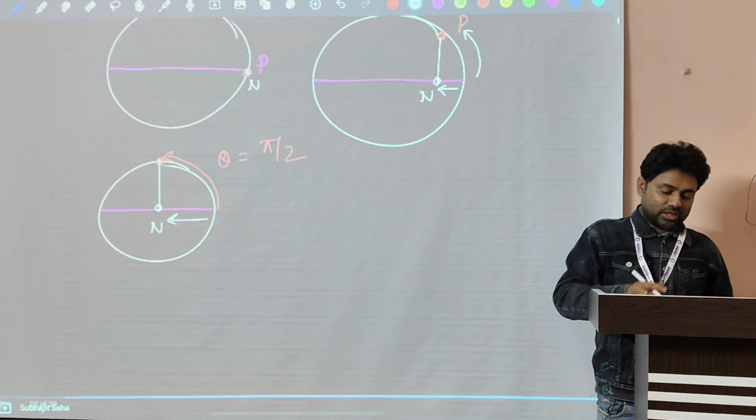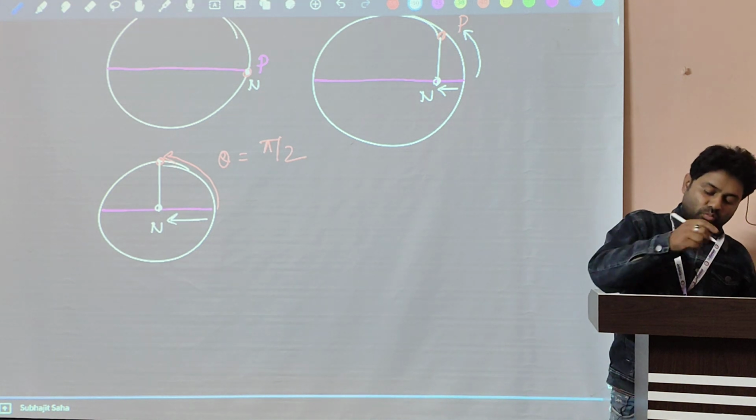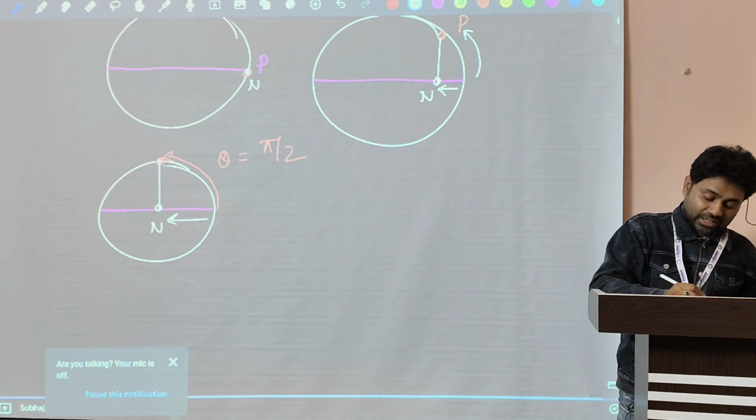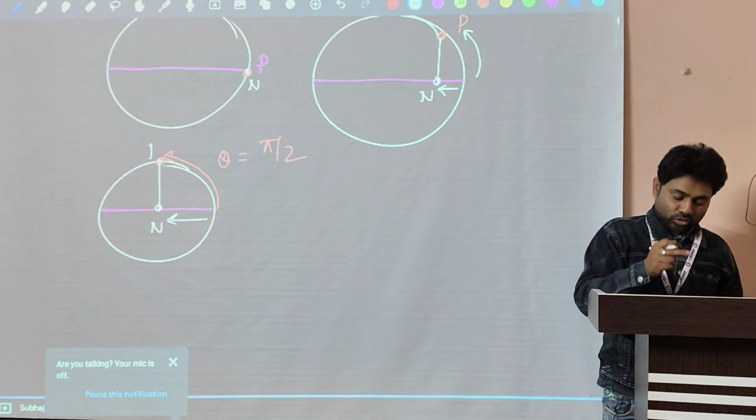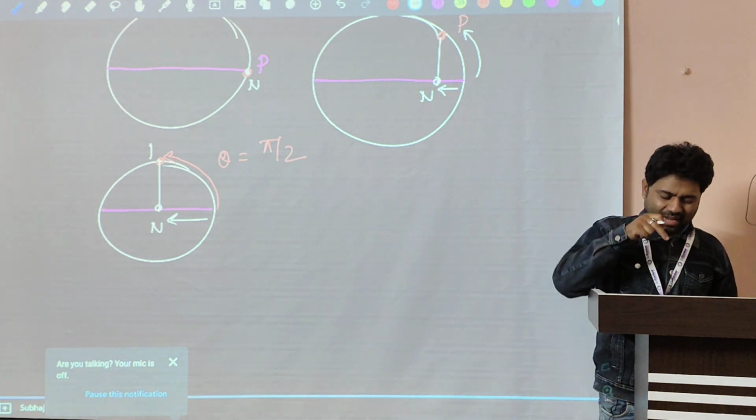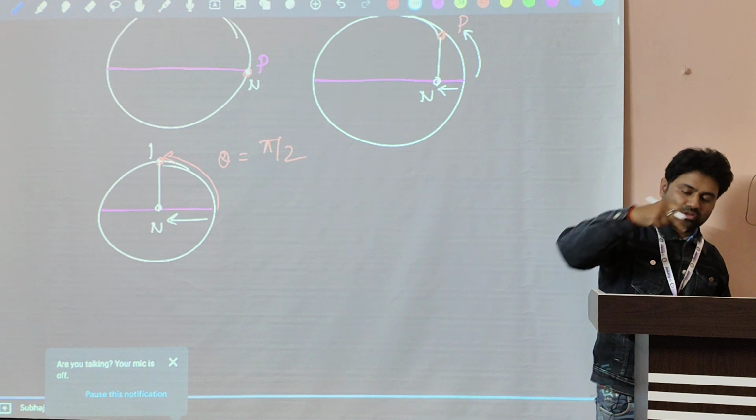You are getting my point? When the particle has moved by an angle theta equal to pi by 2, the foot of the perpendicular N has moved from the end to the center.